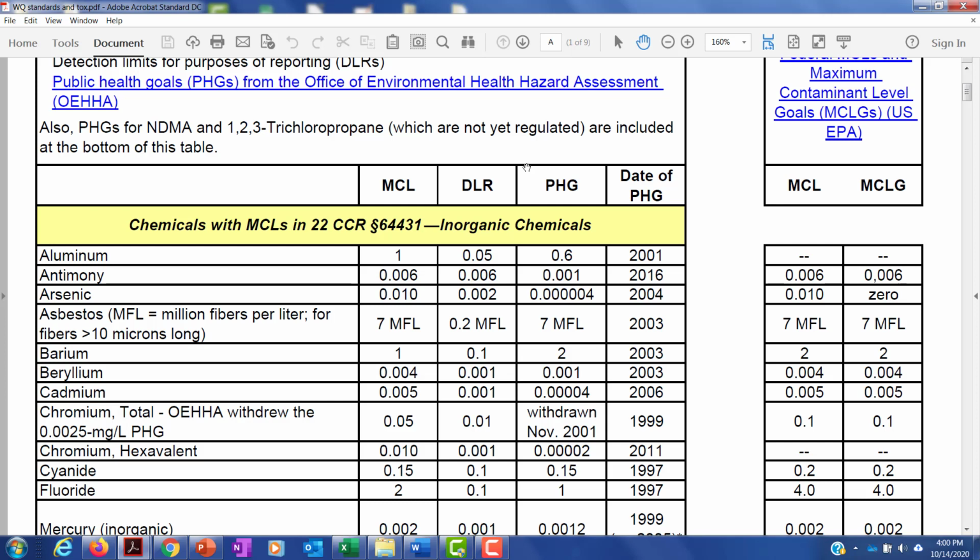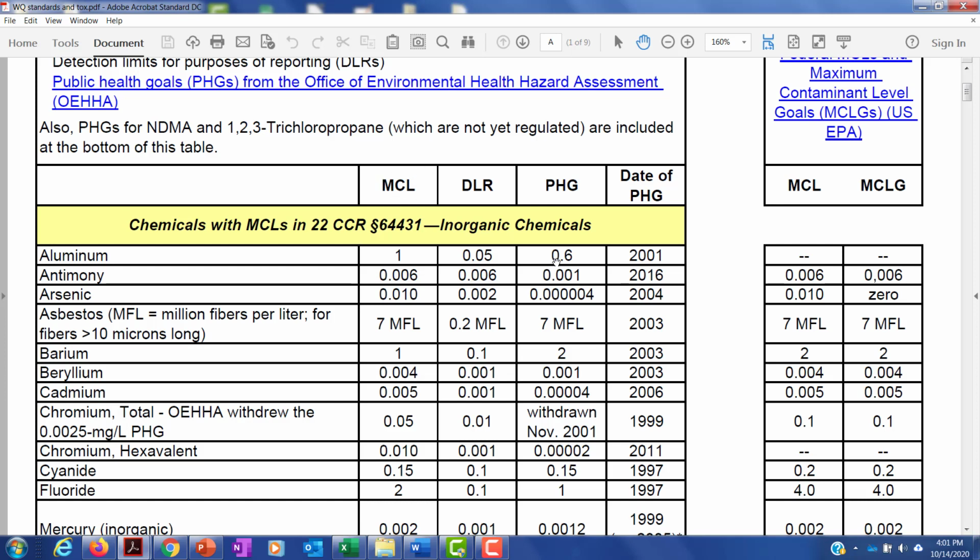I'm going to talk about the toxicology science later in a few minutes. But they just say, look, based on all the studies that are out there about what this chemical can do, this is the goal. Okay, let's look at aluminum. The public health goal is 0.6 parts per million. They publish that, and then that goal goes to the state water board. It goes out to the public, and out of that goal comes the maximum allowable contaminant level that is enforceable.